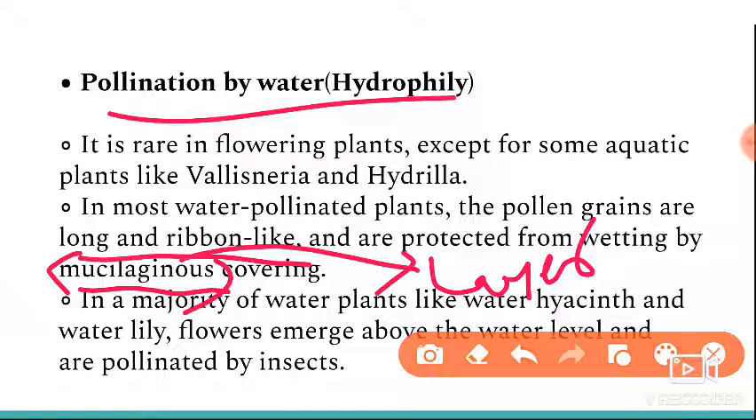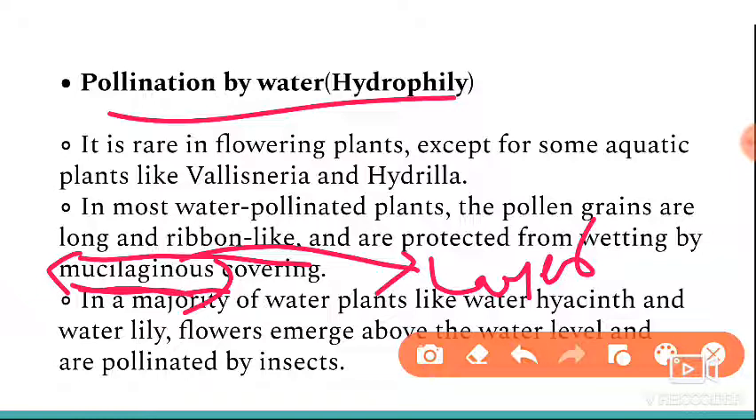If the wetting occurs, if they hold more water, the weight will increase. If the weight increases, the pollen grains will settle to the bottom, so they will not float in the water. If they do not float in the water, pollination will not occur. For that purpose, they have a protective layer, which we call the mucilaginous layer.